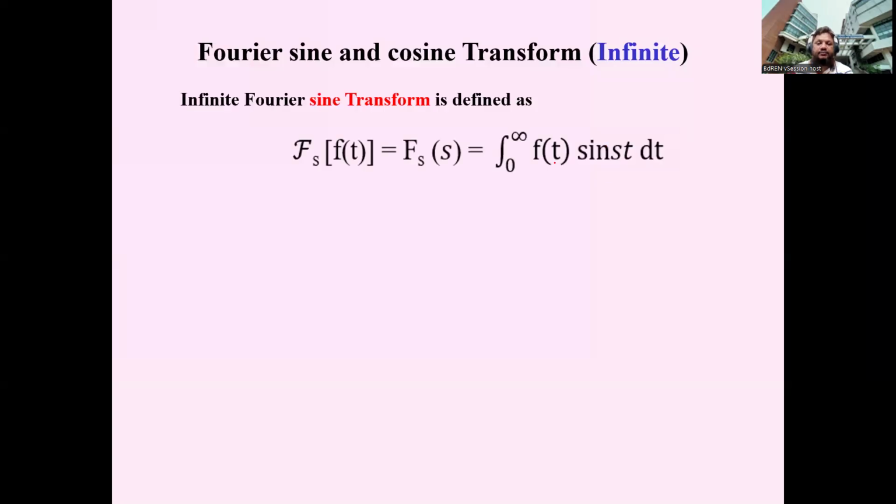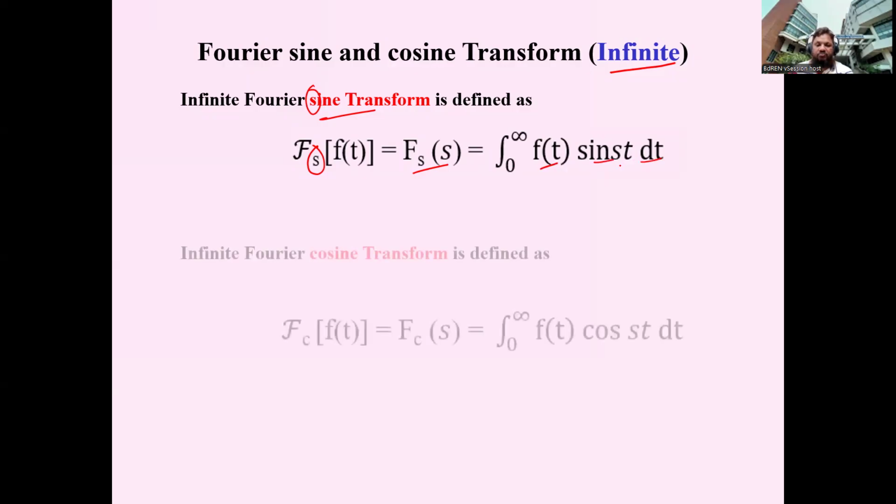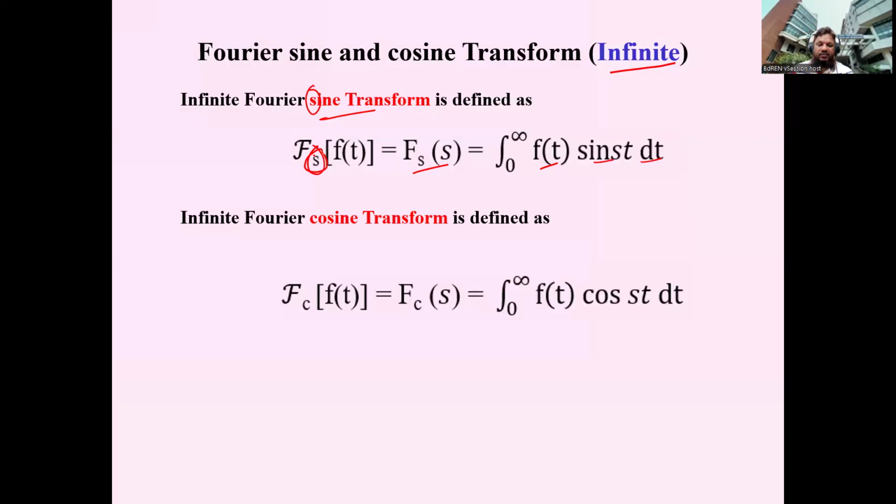So in the last class, we have solved this problem, Fourier sine and cosine transform for infinite form. If we take Fourier sine transform, the first letter of sine is S, that's why we write Fourier sine transform, and it is Fs, and that's why we write integral from 0 to infinity f(t) sin st dt. And for cosine transform, it will be C. That's why we write Fourier cosine transform Fc, f(t), and this term will be cos st dt.